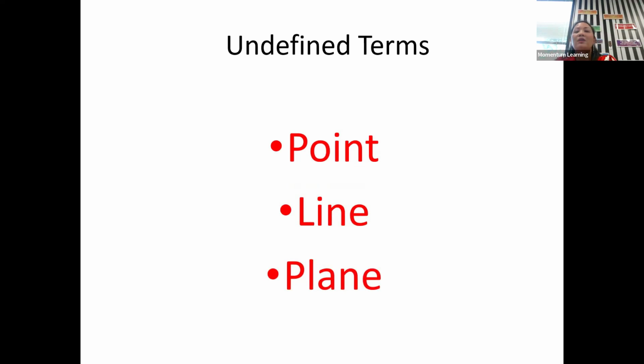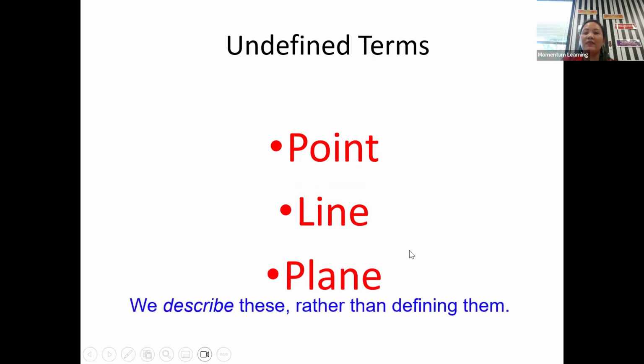These are what we call undefined terms. So basically, point, line, and plane. They are called undefined terms because there is not a definition that could exactly describe these 3, but rather we can only describe them. It means we describe how it will look or how we can sketch it in the coordinate plane, but there is no official definition that goes with it.